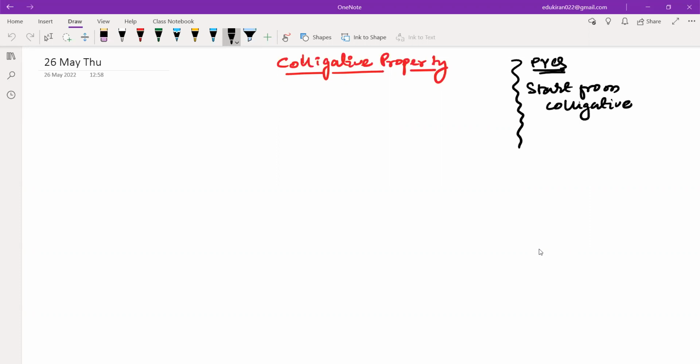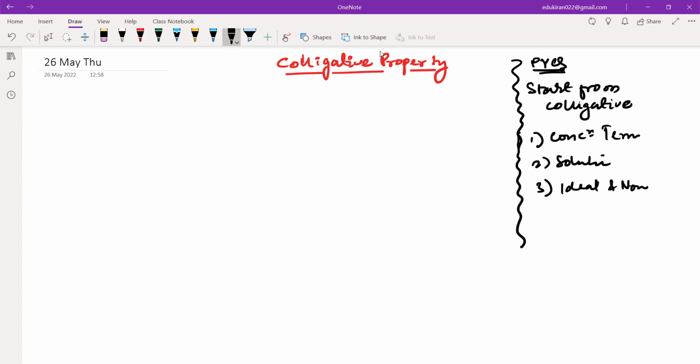But the problem that happens with students is they start with a lot of enthusiasm. They start with the first topic, that is concentration terms. After concentration terms, they go to solubility, where you have Henry's law and Raoult's law. Third, they go to ideal and non-ideal solutions. Fourth, they go to colligative property. The number of students who reach colligative property is itself very low. Very few students start from concentration terms and make it all the way to colligative property. You need to have consistency there.